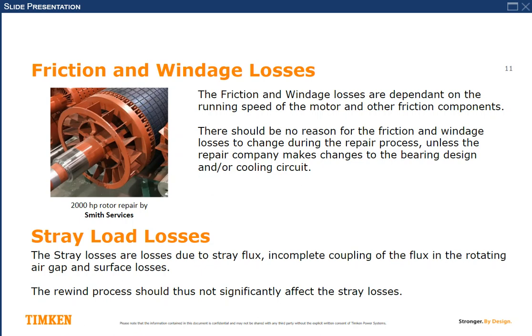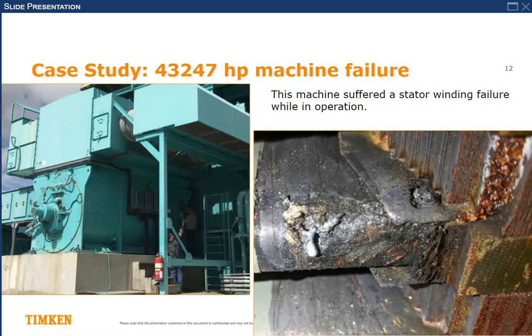Stray load losses is due to the stray flux and incomplete coupling of the flux in the rotating air gap and surface losses. None of these are going to change significantly during the repair because we're not going to change the core designs. Occasionally, there are times that a failure of a machine lends us the opportunity to do a core replacement like the one seen earlier, and then we might go to the customer and say, you know what, this was based on an old design. We can actually change the machine to improve the losses. More of that in case study number 2.